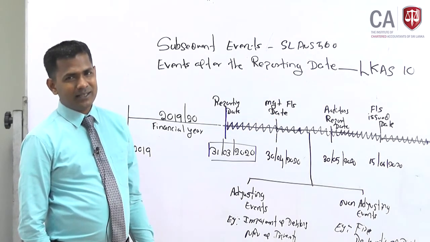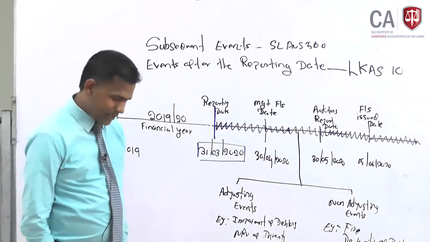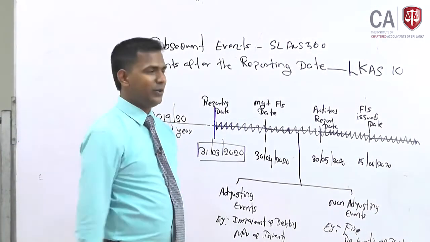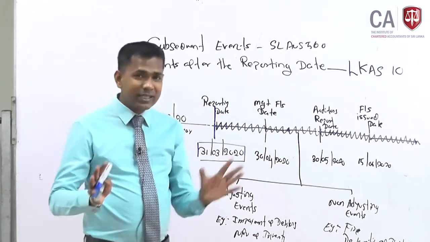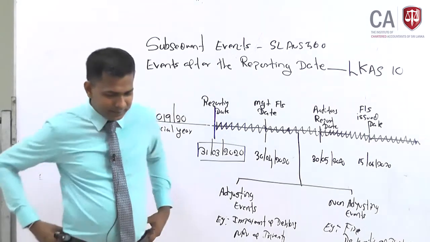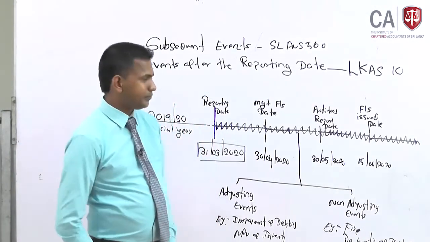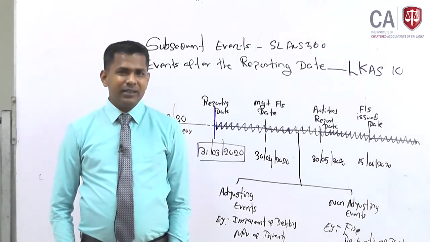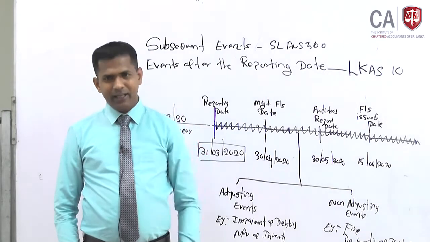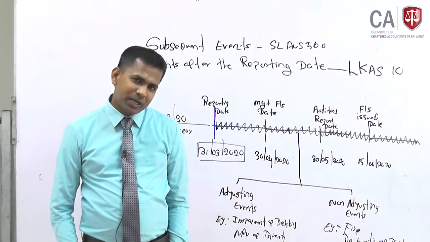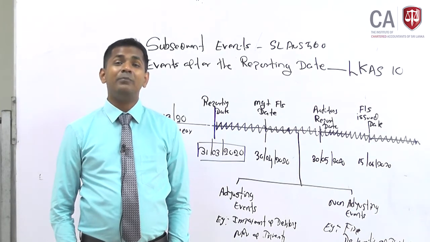So I hope that you are clear with that subsequent event. So another example, let's say that I'm going to give you an example. You just think it over and tell me the answer. Now I told you the theory, but I told you the logic as well. Just try to think it over like this. Now let's say there was a court case on 31st March 2020 filed by the employees of the company demanding 100 million worth of compensation for the employee.